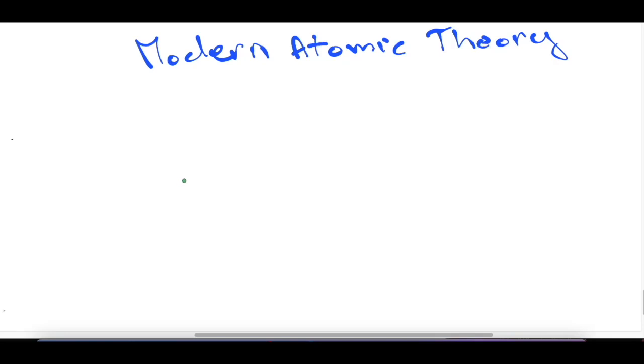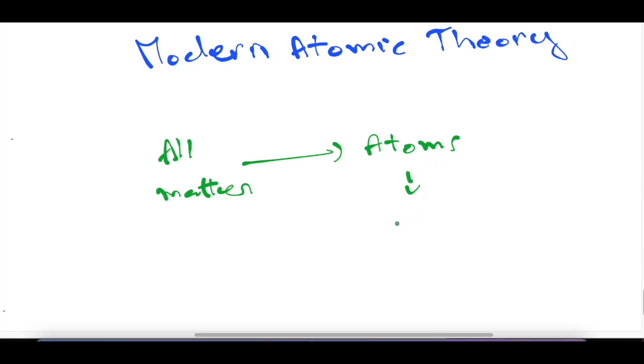In this lesson, we are going to talk about the modern atomic theory. The modern atomic theory was proposed at the beginning of the 19th century by the chemist John Dalton. This theory states that all matter is composed of atoms. We previously defined atoms as the smallest part of an element.